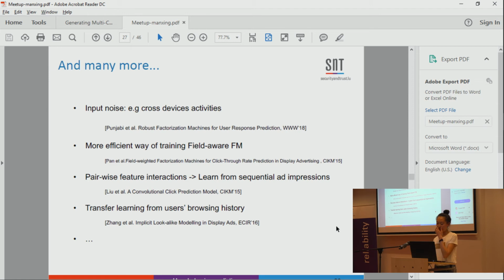And of course, there is more work in this area, and I couldn't cover all of it. So if you are interested, you can find some references here.